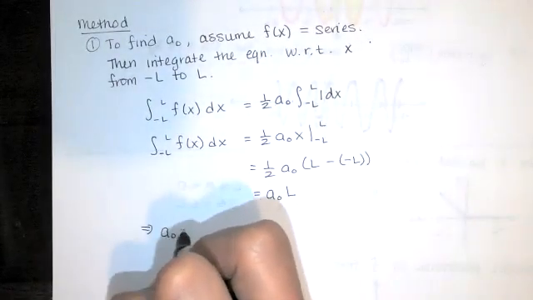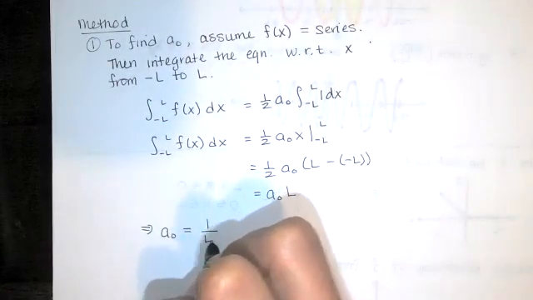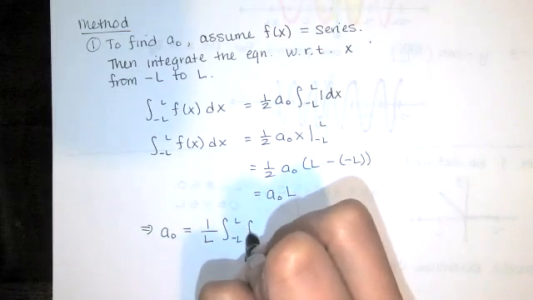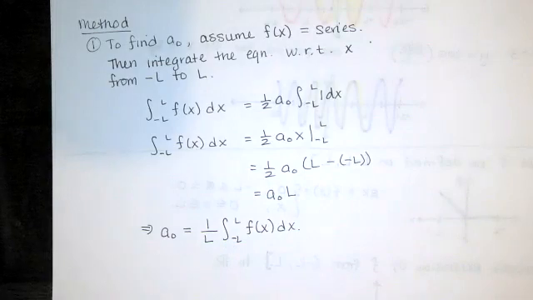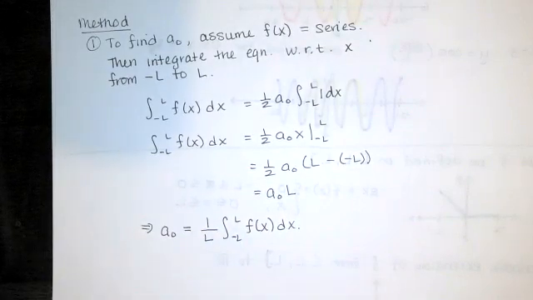And so that's going to give us this formula for a naught: 1/L times the integral from negative L to L of f of x dx. Since you know what f is, that's going to be given to you in the problem. You'll be able to solve this.